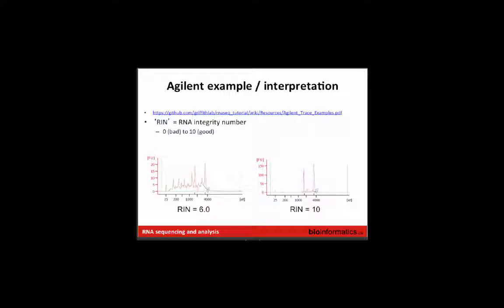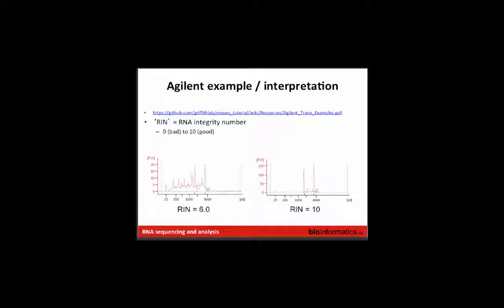So speaking of quality, an industry standard way of interrogating the quality of RNA-seq libraries is to use the Agilent Nano assay, which produces an RNA integrity number, or RIN number, which is on a range from 0 to 10.